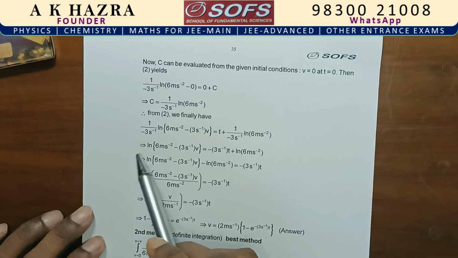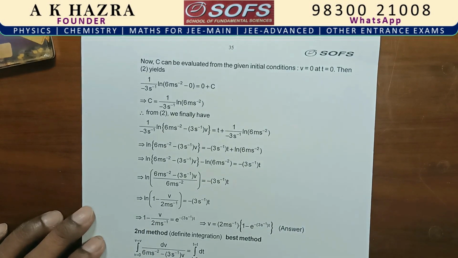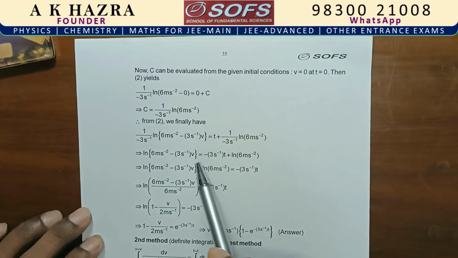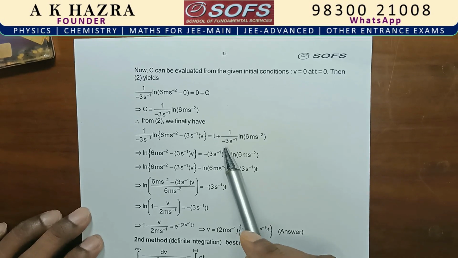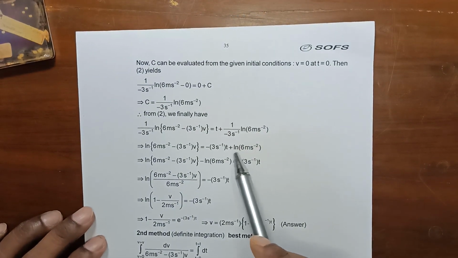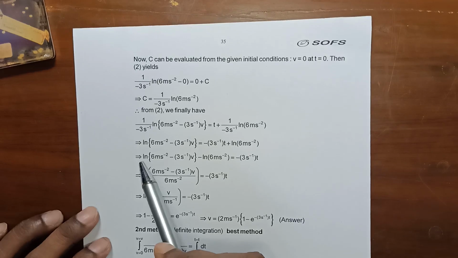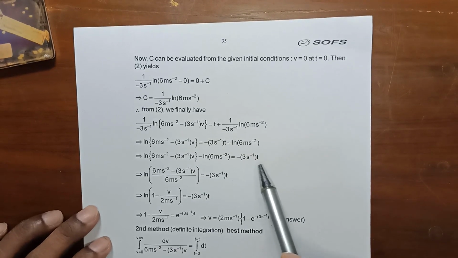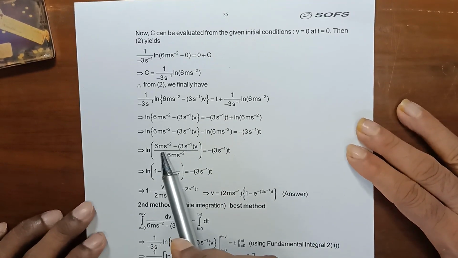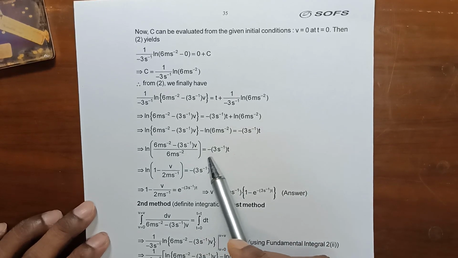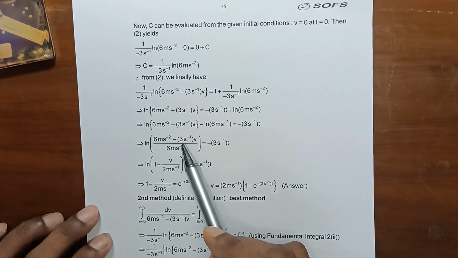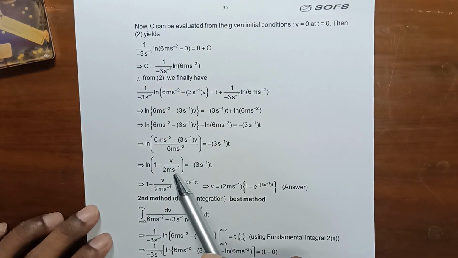Now multiplying both sides by minus 3 per second, we have ln of this minus ln of this equals minus 3 per second t, plus the minus 3 per second cancels out ln 6 meter per second square. Now transfer ln 6 meter per second square to the left: ln of this minus ln of this equals minus 3 per second t. Now ln m minus ln n is equal to ln m by n. So ln of this divided by this is equal to minus 3 per second t. Now ln of 1 minus 3 per second v by 6, which equals 1 minus v by 2 meter per second.